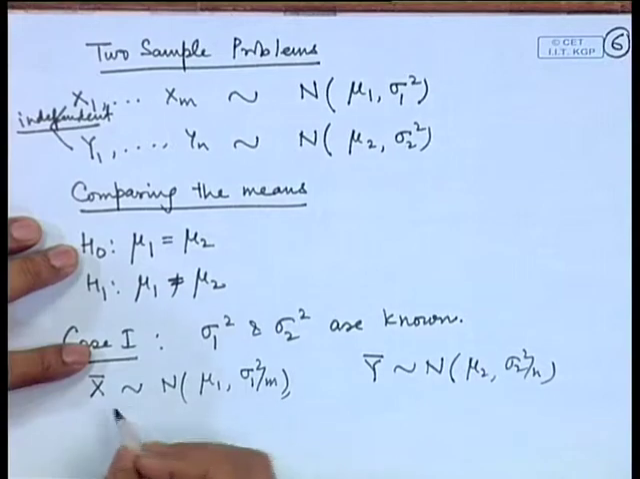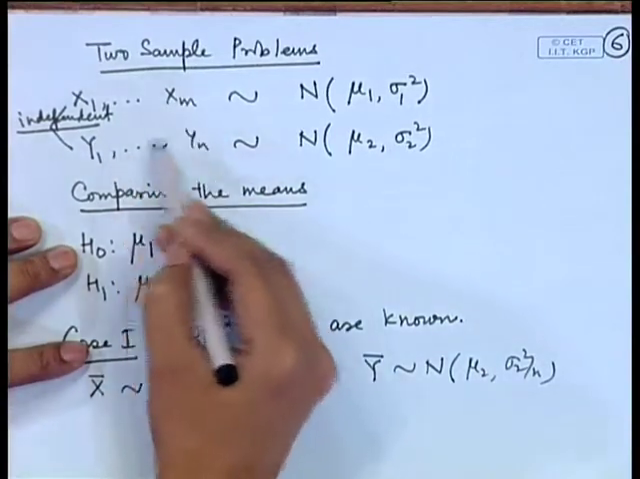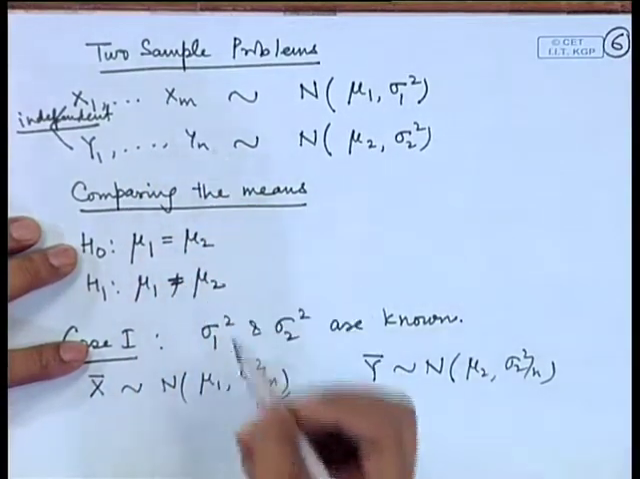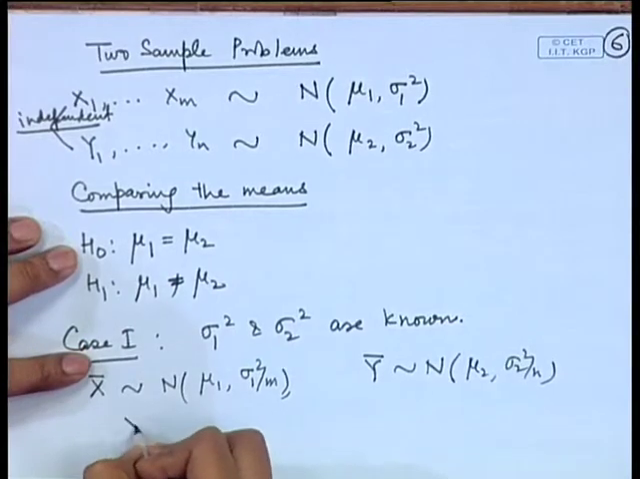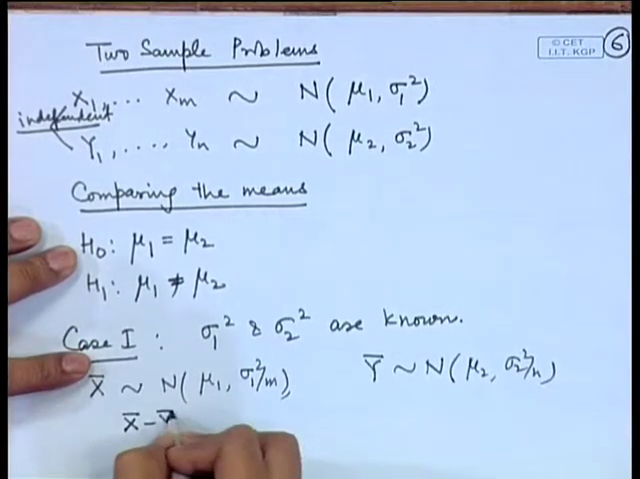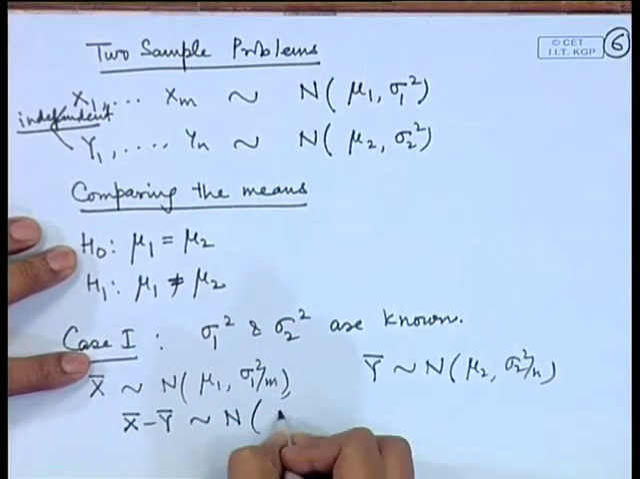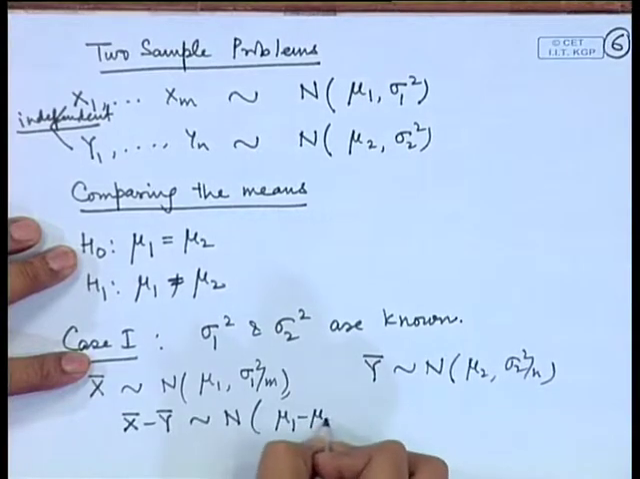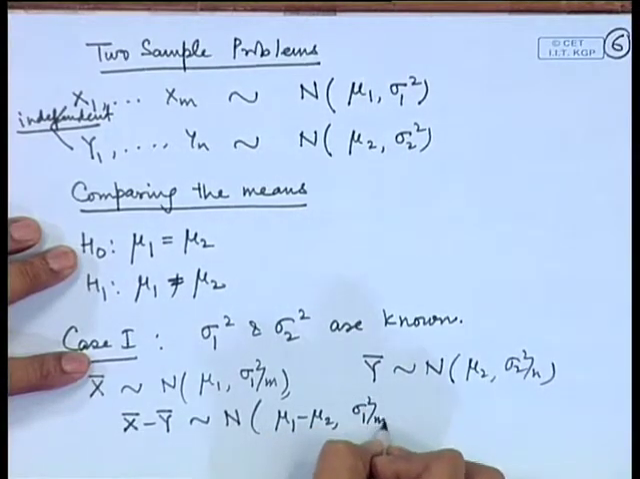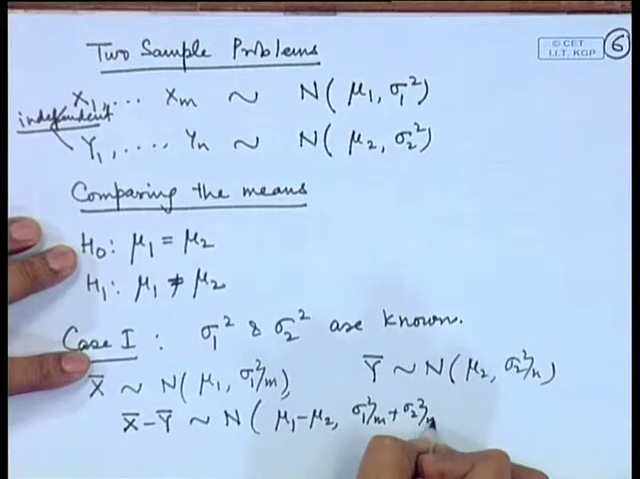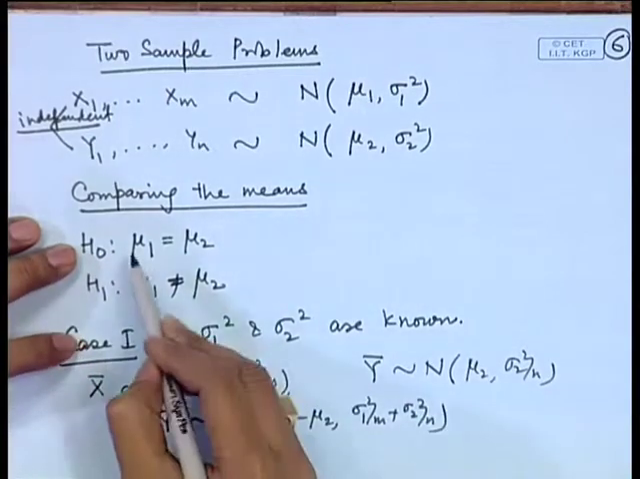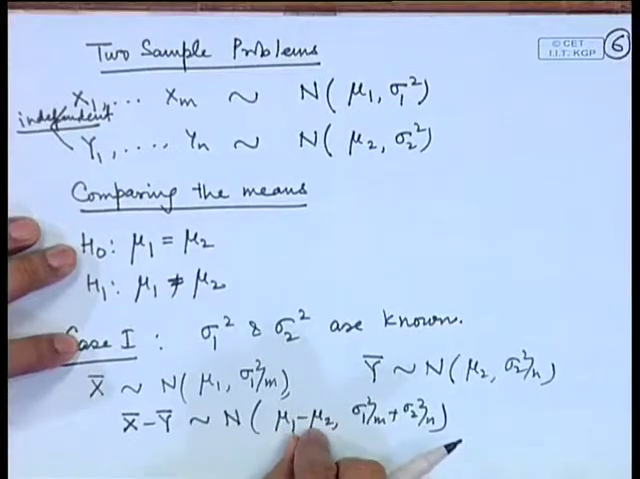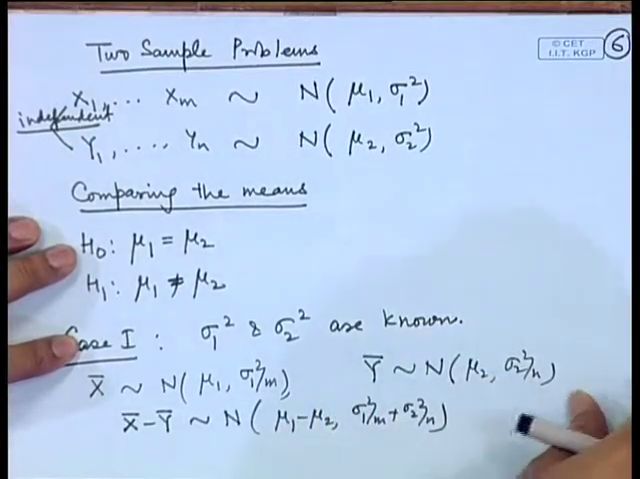Now, x bar and y bar are independent because these two samples are considered independent. Therefore, the distribution of x bar minus y bar is normal mu 1 minus mu 2, sigma 1 square by m plus sigma 2 square by n. Under the null hypothesis, when mu 1 is equal to mu 2, this mu 1 minus mu 2 term becomes 0, and therefore, easily we can construct the test function.